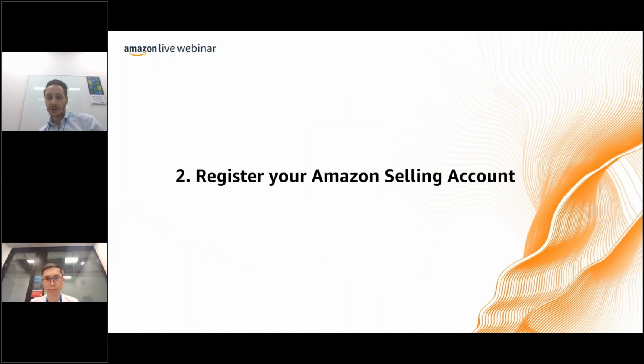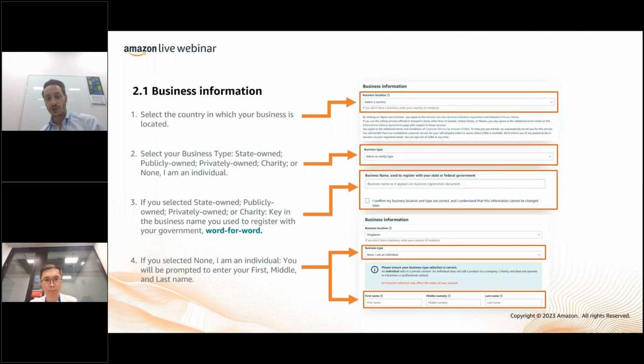So, kicking off on how to register your Amazon selling account. Once you start your registration and you go through, this is the first screen that you are prompted to, right? First you need to decide: are you registering as a business or as an individual? If you have an incorporated business and you want to use that as the registering profile, then you will have to select that you are a publicly owned, privately owned, or charity business. If you are an individual and you don't have a business, that is completely fine, but just remember to select that you don't have a business and you are an individual under business type.